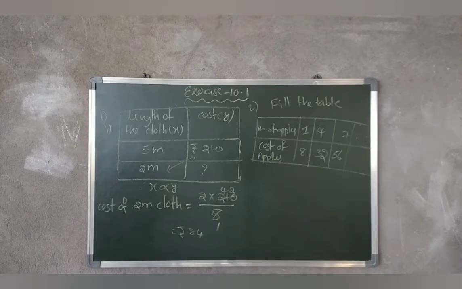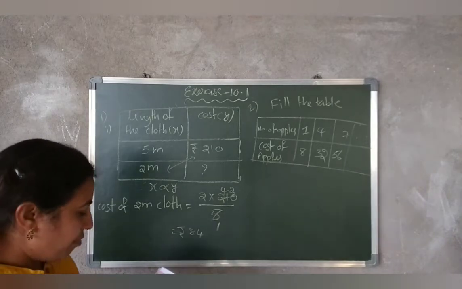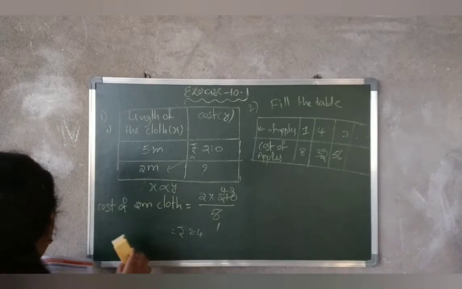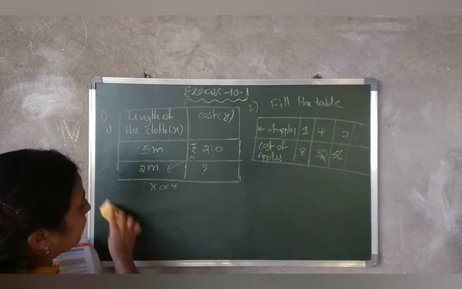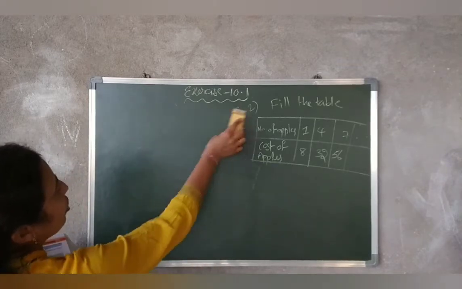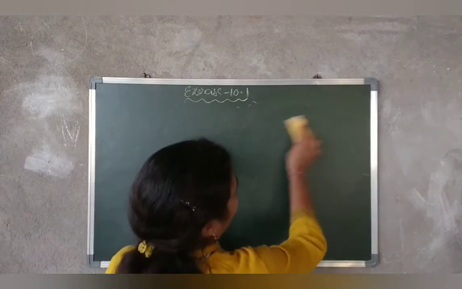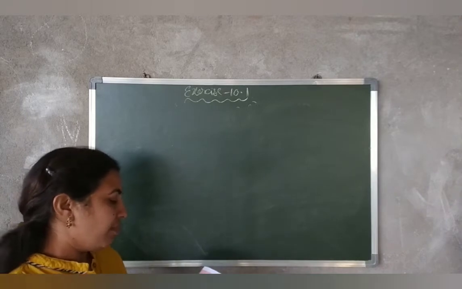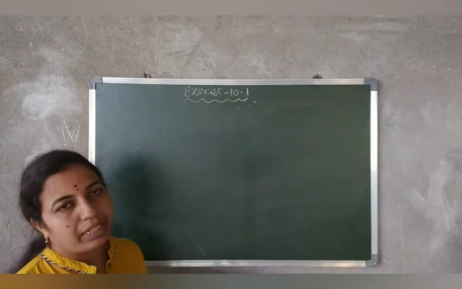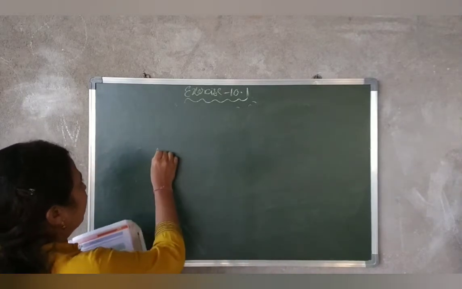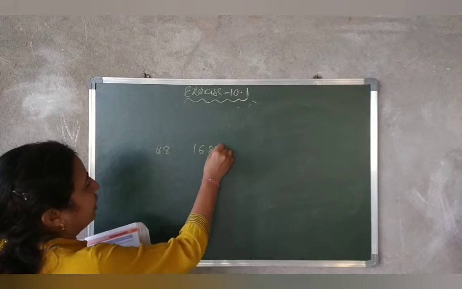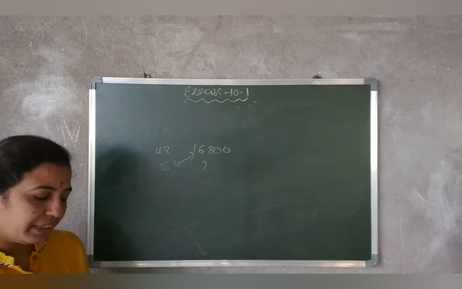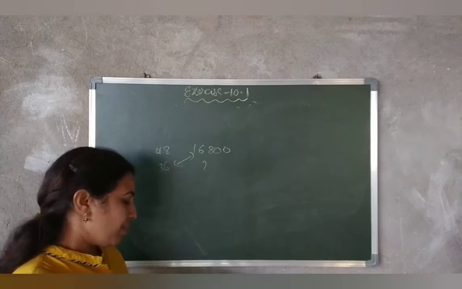Next, third problem. 48 bags of paddy cost 16,800. Here the number of paddy bags and the cost are the quantities. Find the cost of 36 bags. Write them as 48, 16,800, and 36, how much? Same, cross multiplication and division will give the answer.